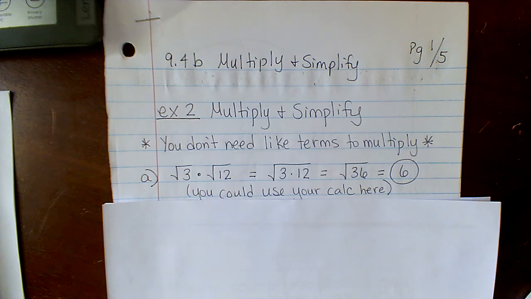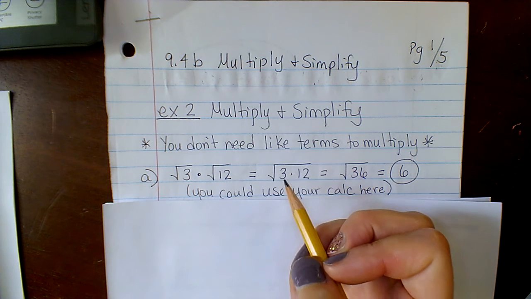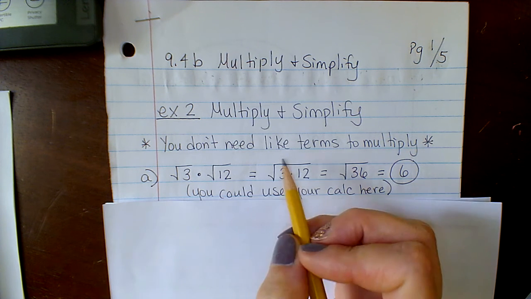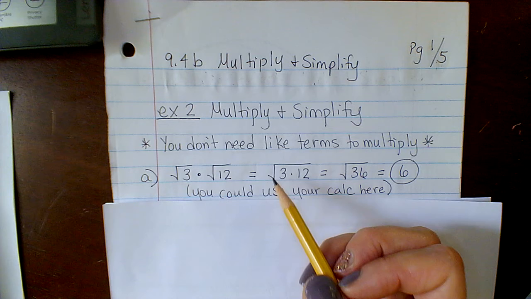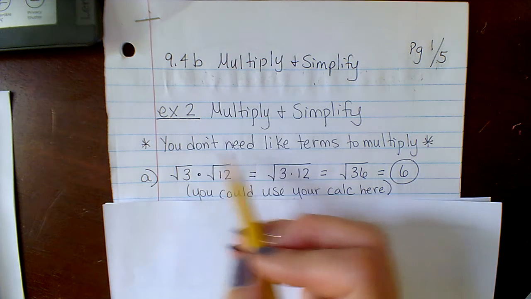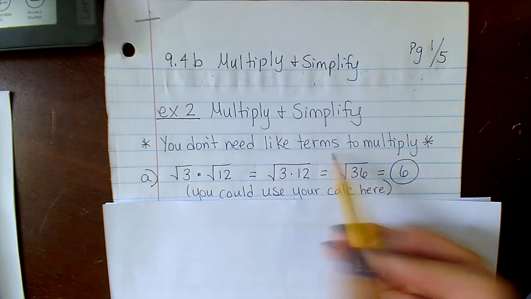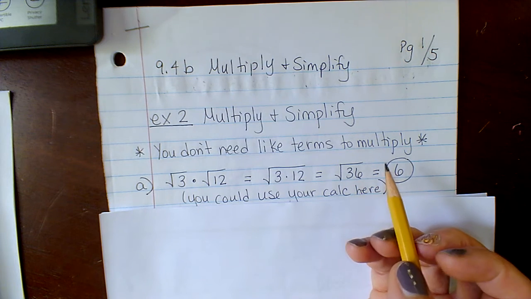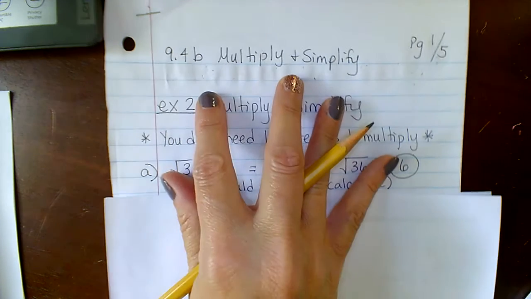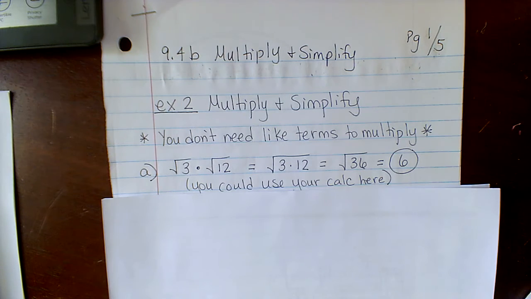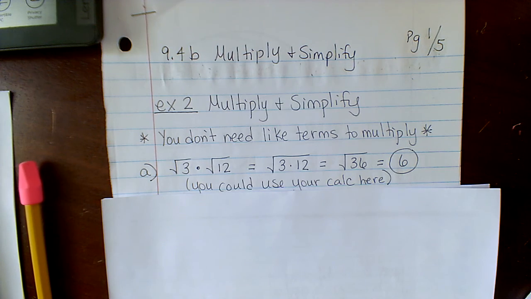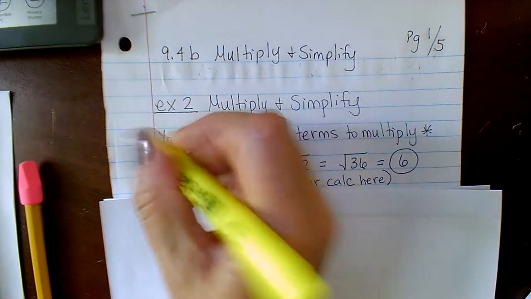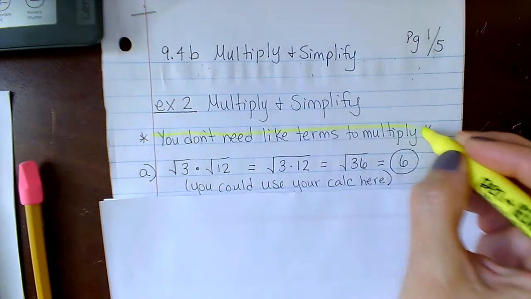Now, one thing to notice before we get started on any kind of examples: with addition and subtraction, you need like terms. For multiplication and division, you do not need like terms to multiply, right? It's just like how you can multiply 3x times 4y and get 12xy. To add them, you do need like terms. So you do not need like terms to multiply. So that's really, really important.